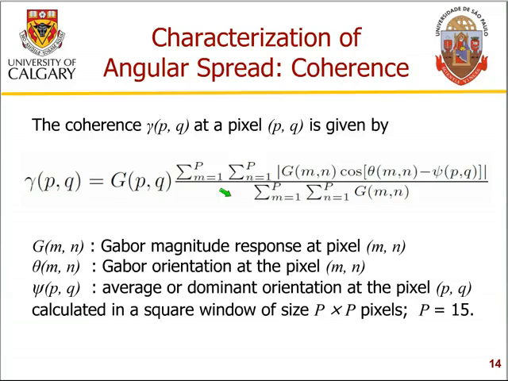From the Gabor response, we can compute a few more features. There is a feature known as coherence, which was proposed by Rao and Jain, where you include the Gabor magnitude information, G_mn, and the angle theta_mn at every pixel in a small neighborhood around the current pixel being processed. So P here is a window of size 15 by 15 pixels that is applied to every pixel in the processed image.